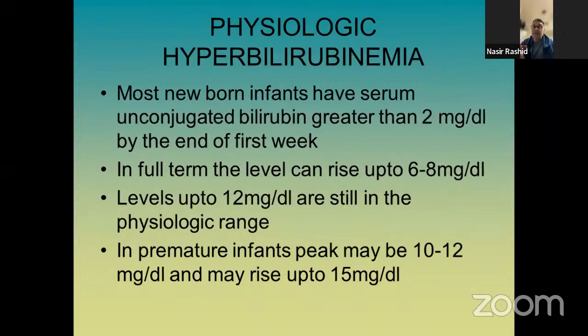Understanding these levels is important, because up to 6 to 8 in the first week of life, and even by the end of the first week, up to 12 is still considered a physiological range. So a newborn being examined in an office who appears to have a certain degree of jaundice, it is common, it is physiological, it is not pathological.